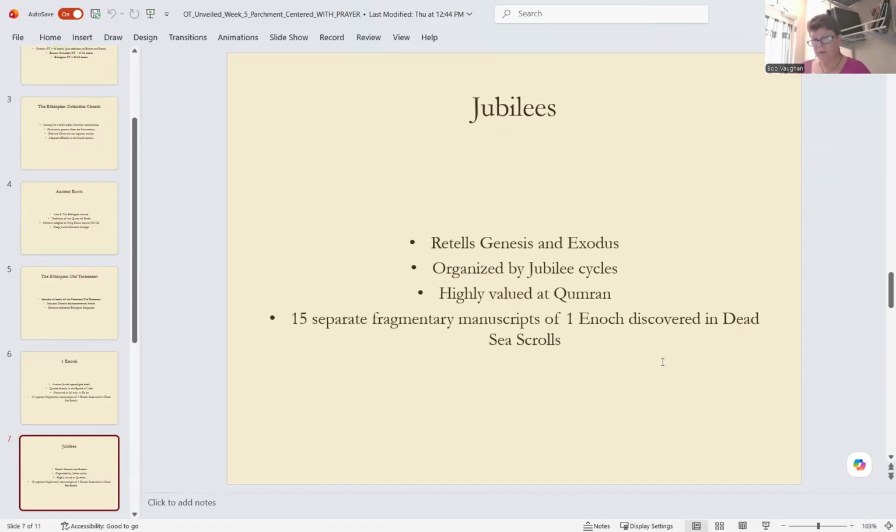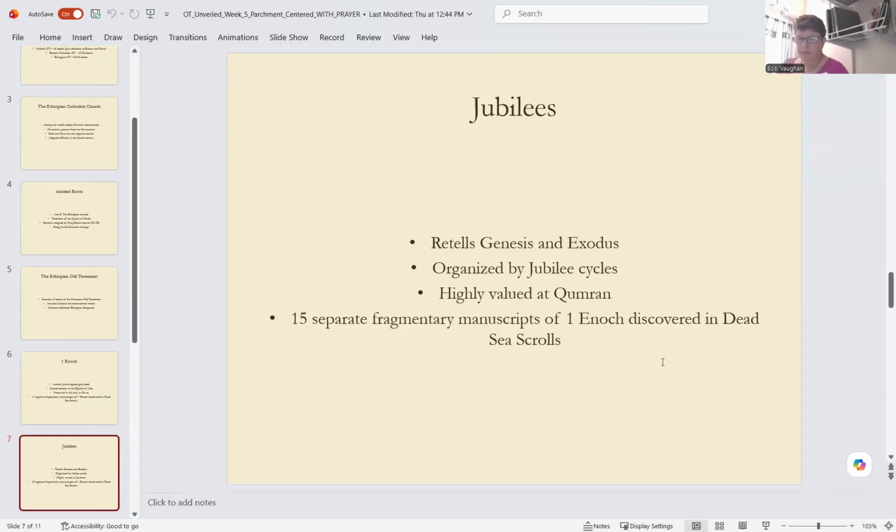Okay, back to Jubilees. As I said, it was a retelling of Genesis through Exodus. It tells about a second revelation given to Moses on Mount Sinai. It was considered to be written between 160 and 150 BCE.